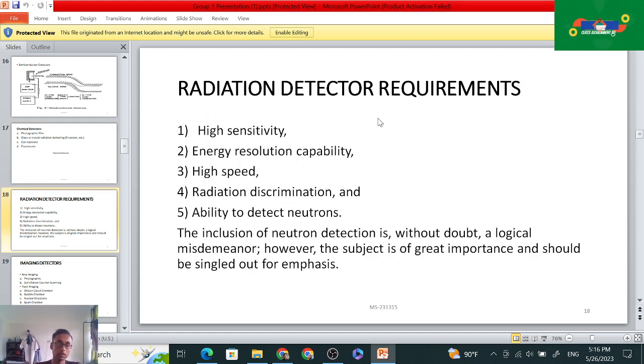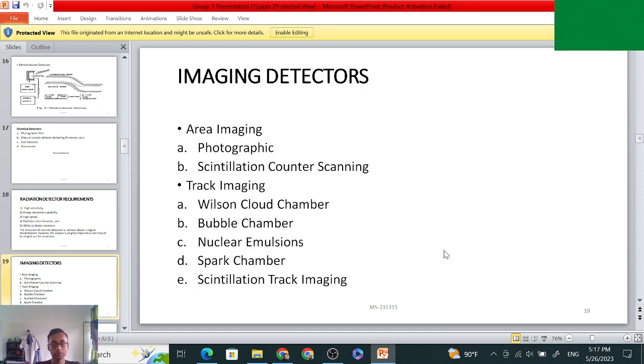Then radiation detector requirements: high sensitivity, energy resolution capability, high speed, radiation discrimination, and the ability to detect neutrons. The inclusion of neutron detection is without doubt a logical one. However, the subject is of great importance and should be singled out for emphasis.